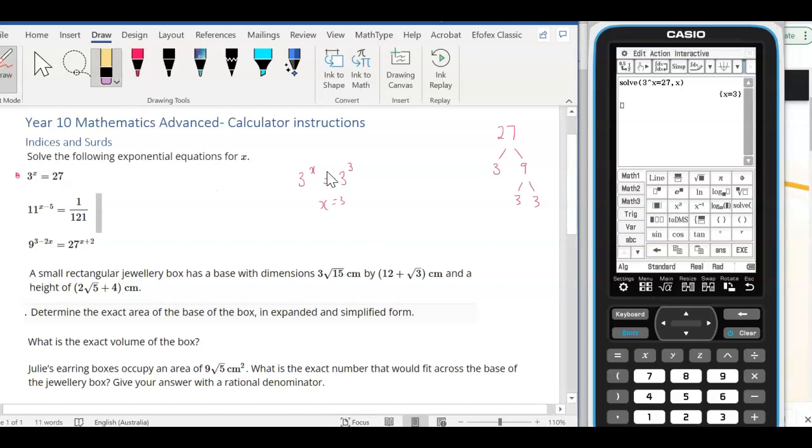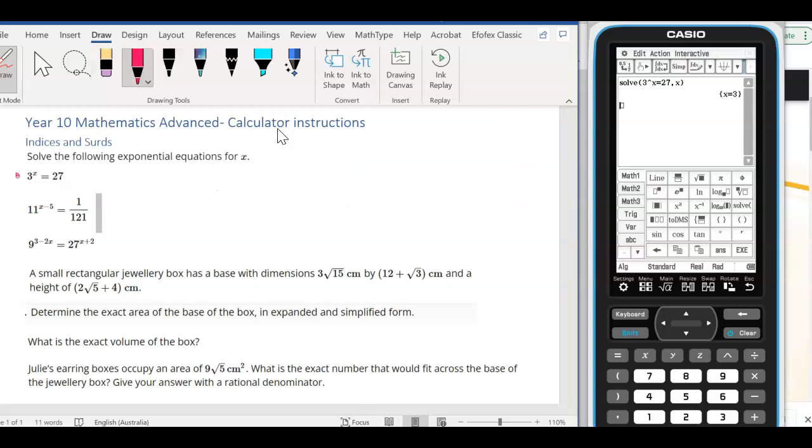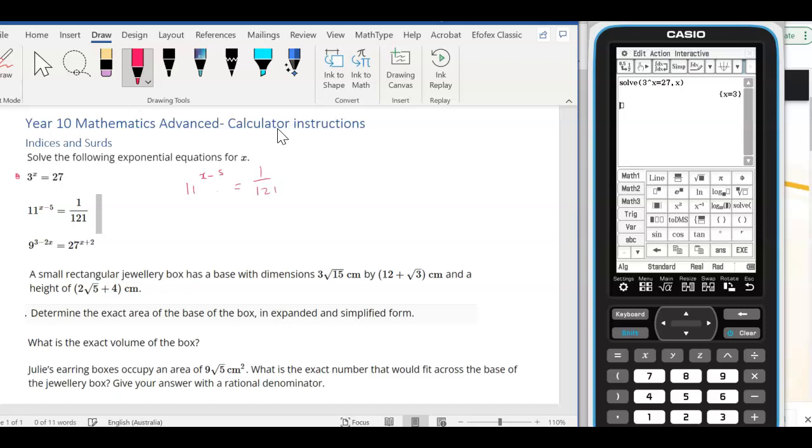I'm just going to write this out so we've got a bit of space. All right, so we've got 11 to the power of x minus 5 equals 1 over 121. Again, we need to have the same base. Now, I know 11 squared is 121. If you didn't know that, you can do prime factorization, but you should know that 11 squared is 121. So we've got 11 to the power of x minus 5 equals 1 over 11 squared.